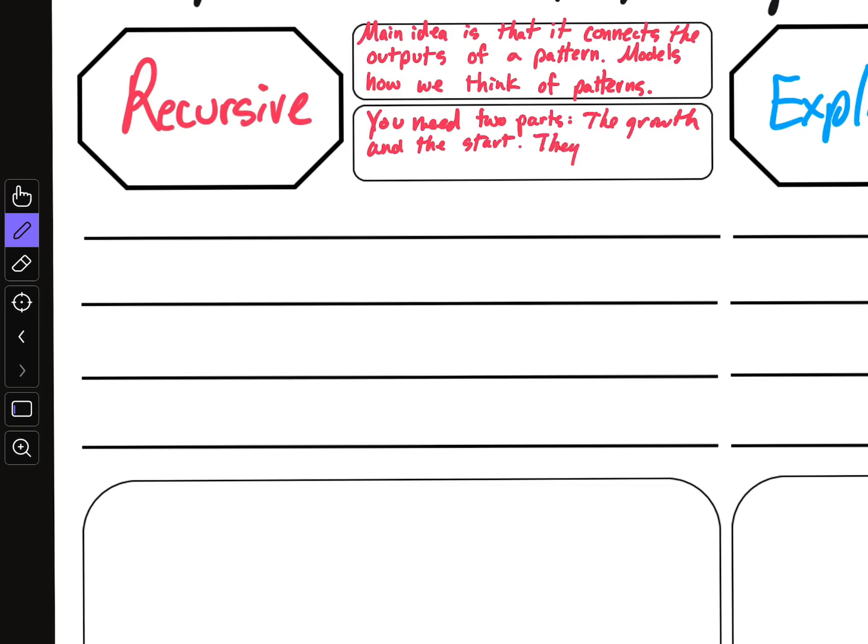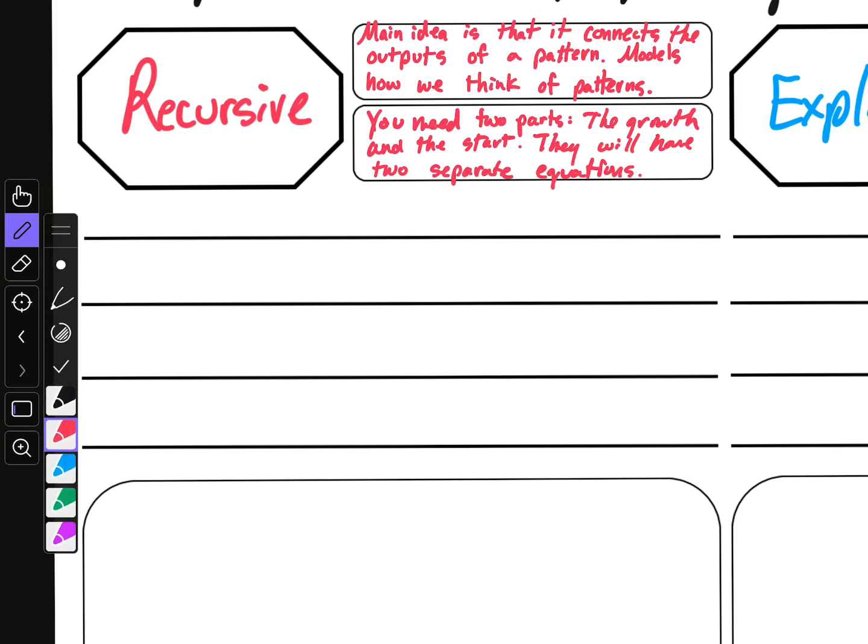So they will have two separate equations. You're going to have two equations that make one equation. We'll talk about why that is a little bit, but for sure later on.